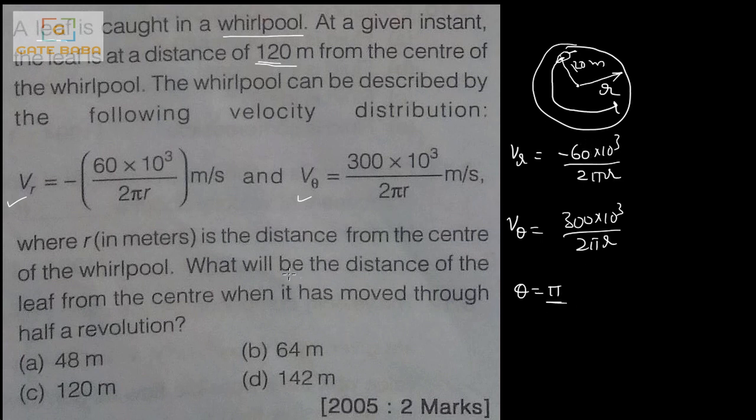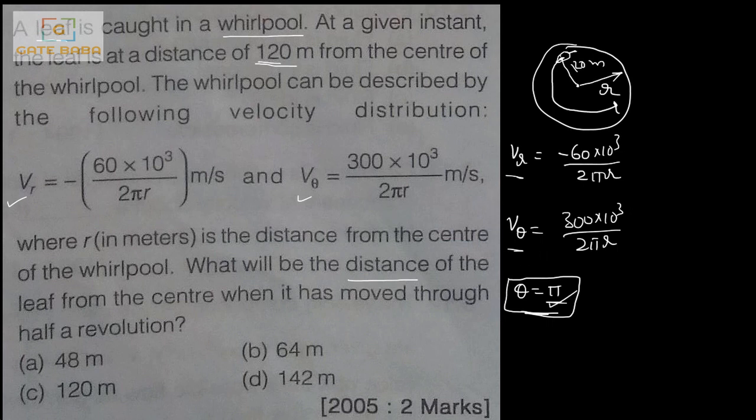Okay, what is he asking? He is asking the distance of the leaf from the center. So what is the distance of the leaf from the center when theta is pi radians? What is the basic idea to solve this problem? He is telling that at pi radians, what is the distance? That means this theta has a relation with the radius. So if you find a relation between V theta and Vr, you can solve the problem easily.